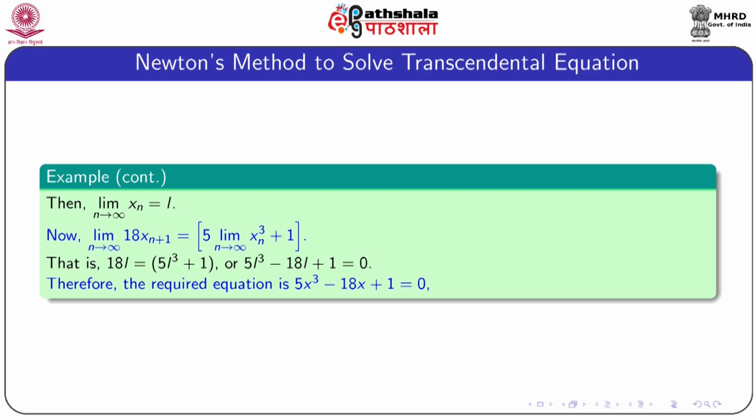Therefore, the required equation is 5 into x cube minus 18x plus 1 equal to 0. That means the function f(x) is equal to 5x cube minus 18x plus 1.